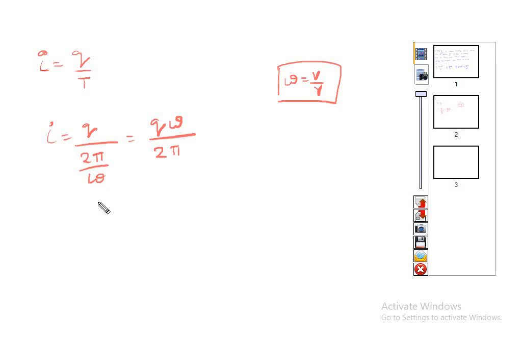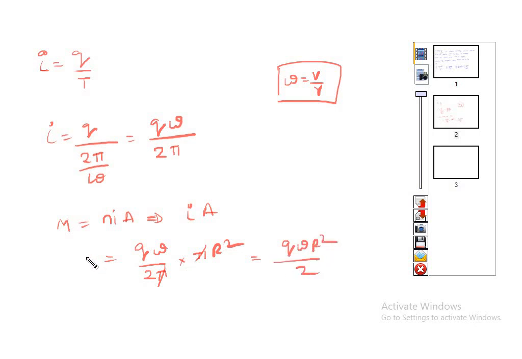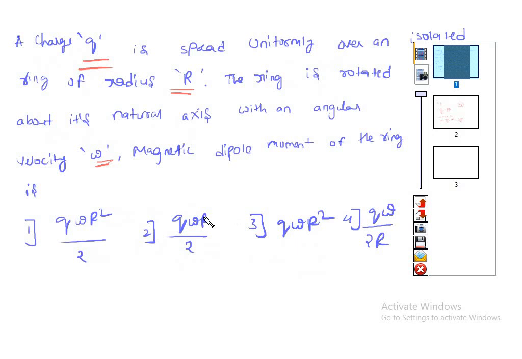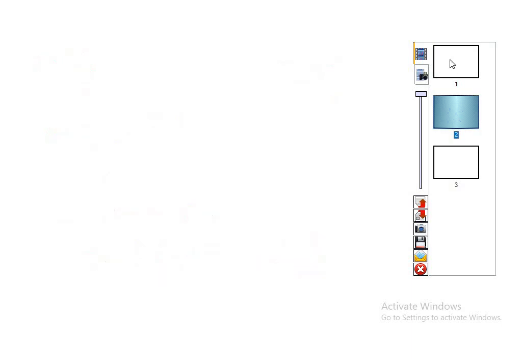And when you check, the magnetic dipole moment is equal to NIA. Here we are taking N as 1, so it is I times A. So it is equal to I, which is q omega by 2 pi, into pi r square. So pi gets canceled and it will be q omega r square by 2. So the magnetic moment is equal to q omega r square by 2, the first option. I hope it is clear. So let's get to the next question.